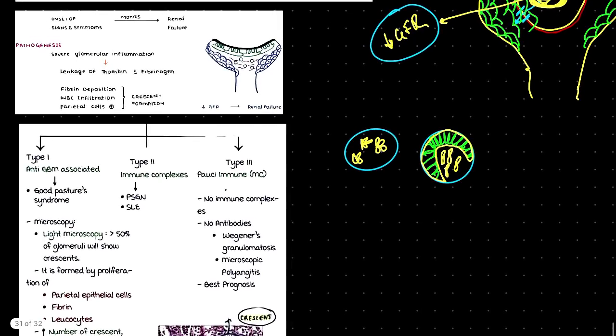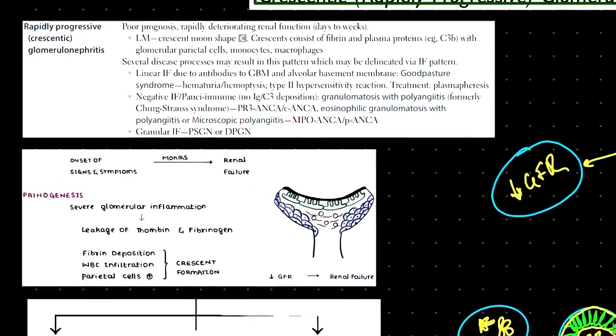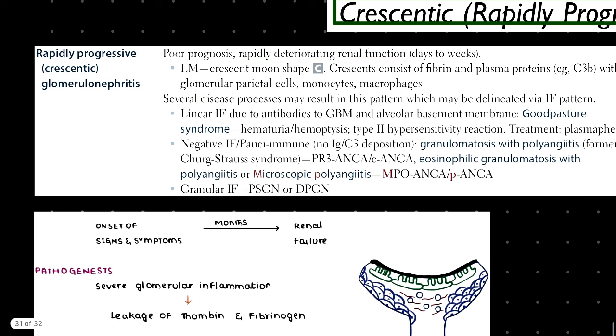Okay, now we have discussed these things. Now let's go toward the content of our first step. Rapidly progressive, also called crescentic glomerulonephritis, right? And it has a poorer prognosis because it is progressing so rapidly. What will happen here? There will be rapidly deteriorating renal function, right? This will happen from days to weeks. As renal function deteriorates so excessively, there can be the death of the patient also.